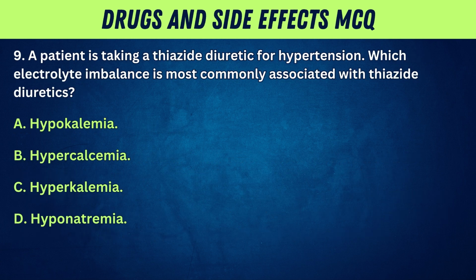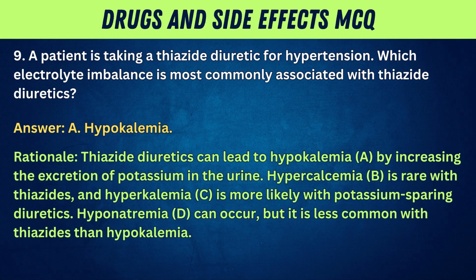9. A patient is taking a thiazide diuretic for hypertension. Which electrolyte imbalance is most commonly associated with thiazide diuretics? A. Hypokalemia. B. Hypercalcemia. C. Hyperkalemia. D. Hyponatremia. Answer: A. Hypokalemia. Rationale: thiazide diuretics can lead to hypokalemia.